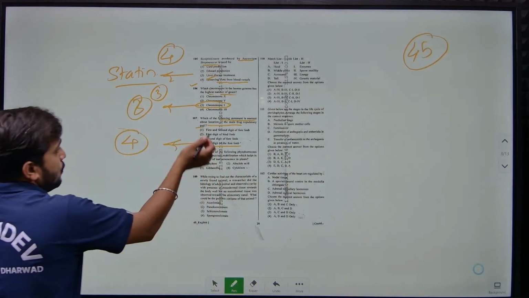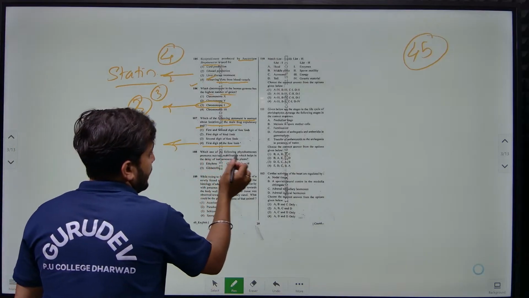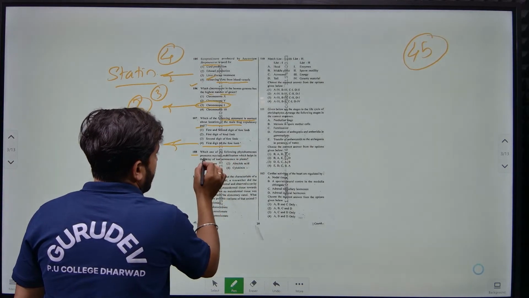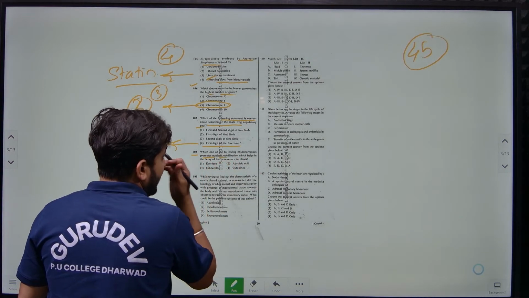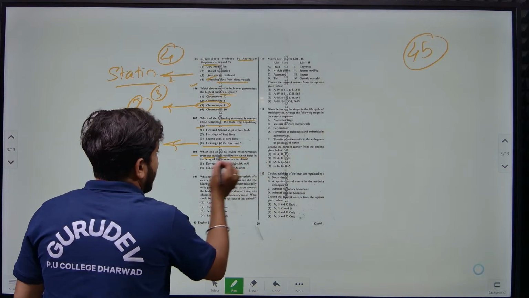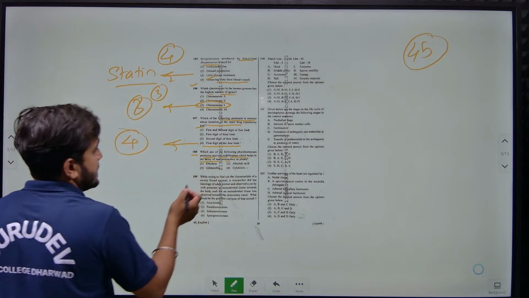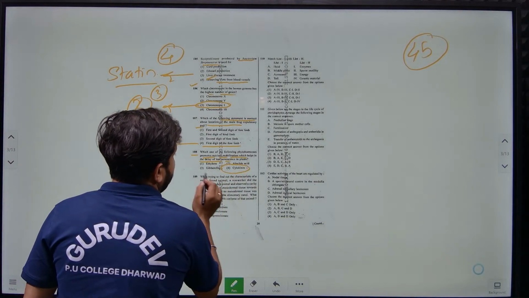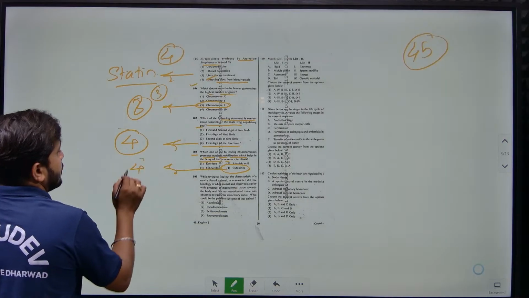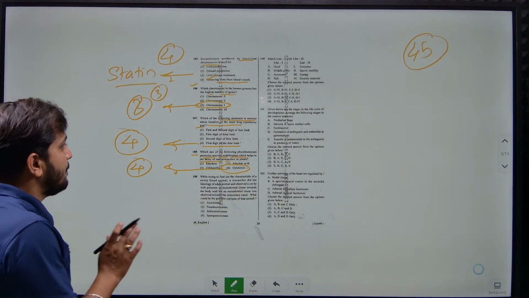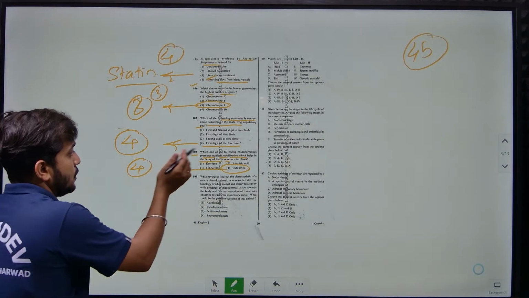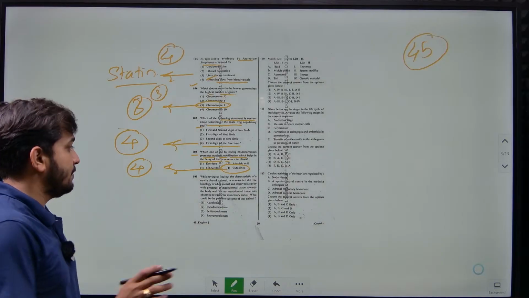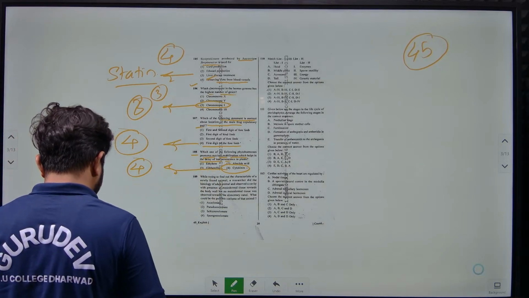Then moving on to the next question, the 108th: which of the following phytohormones promotes nutrient mobilization, which helps in delaying leaf senescence in plants? Here cytokinin is the correct option. Cytokinin promotes nutrient mobilization, which helps in delaying leaf senescence. So option 4 is correct here.